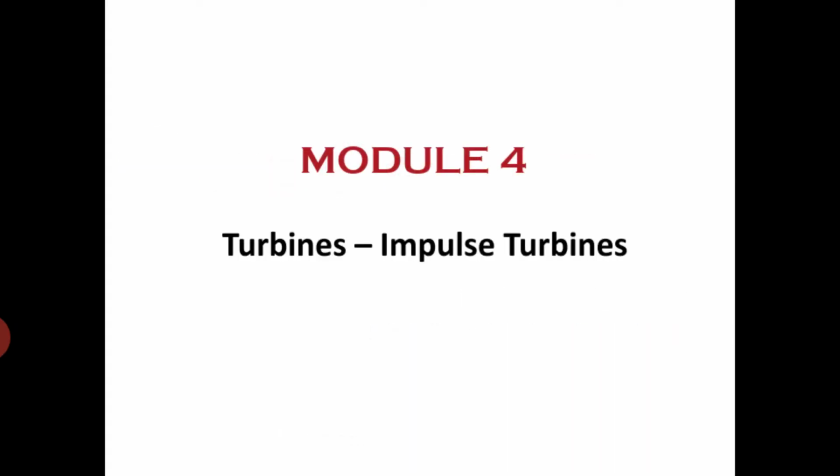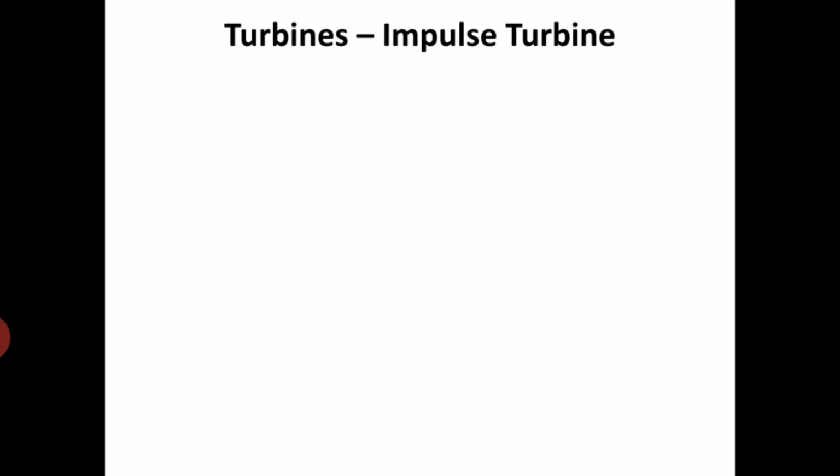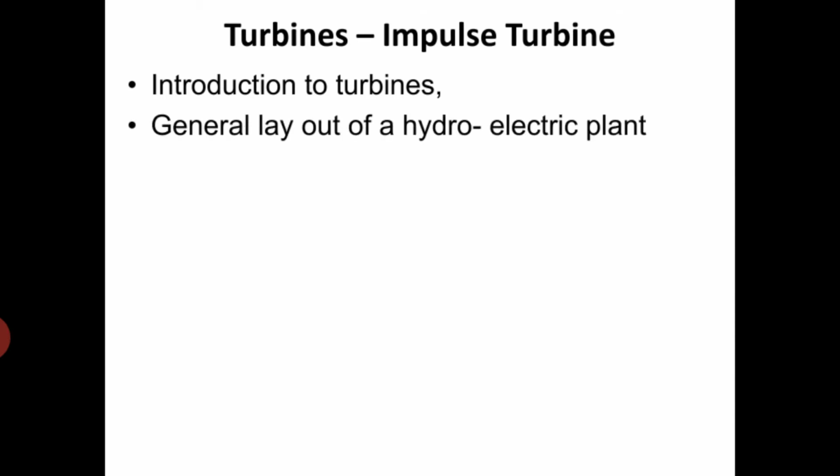So we'll continue Module number 4. The next part in this module will be turbines, in that, the impulse turbines. The contents of this part will be introduction to turbines, then the general layout of hydroelectric power plant. That is, you will be studying the essential elements of a hydroelectric power plant here.